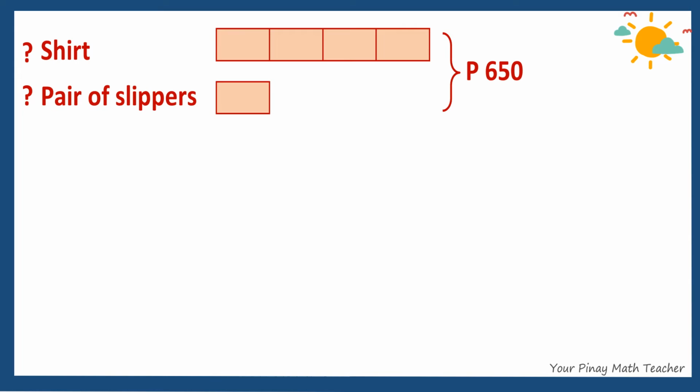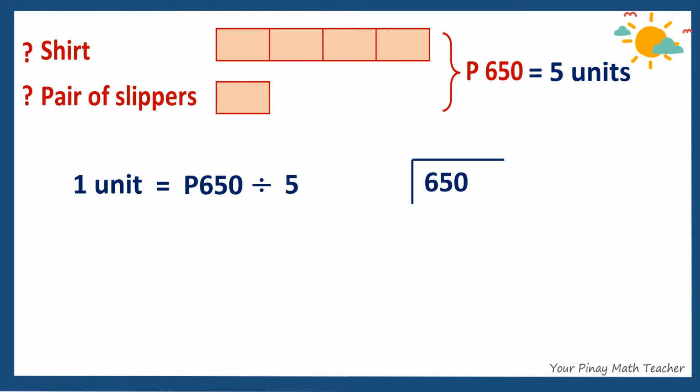Based on the illustration, 650 pesos is equivalent to 5 units. So to find the value of 1 unit, you simply divide 650 pesos by 5. So let's divide 650 pesos by 5. 6 divided by 5, or how many 5's in 6? We only have one group of 5 in 6. So 6 minus 5, 1, bring down 5. 15 divided by 5 is 3. 5 times 3 is 15.